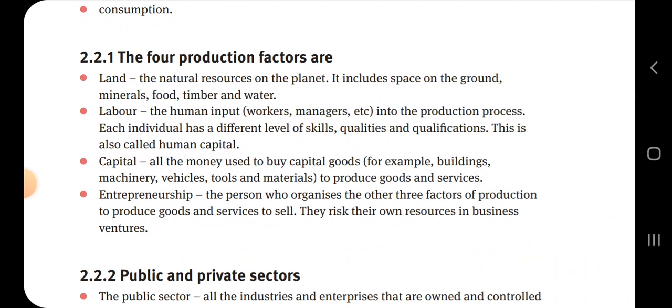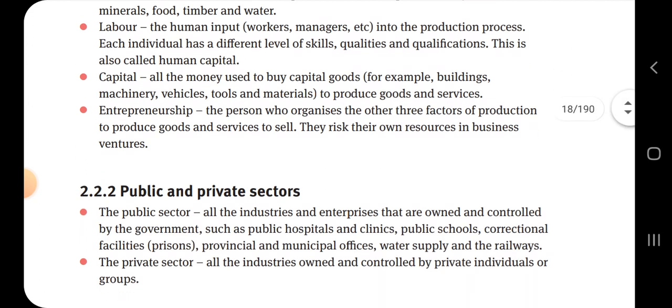We have the 4 factors of production: land, labor, and capital. You did them in grade 9, you know them in grade 8 as well. And then we have entrepreneurship. Those are the 4 factors of production, or the 4 production factors.